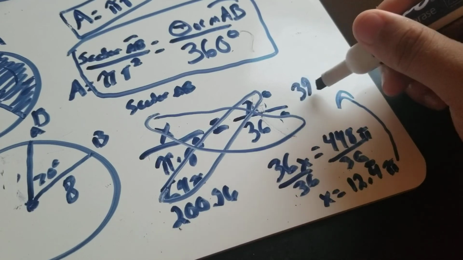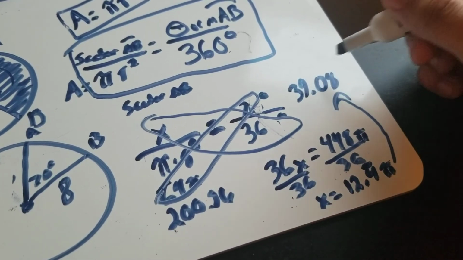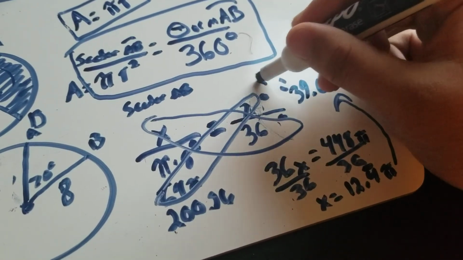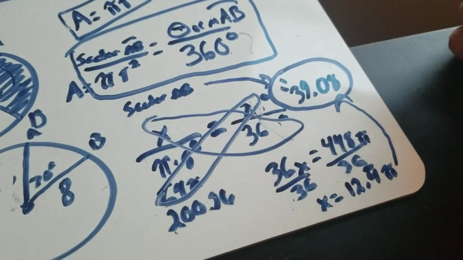So 39.08. It rounds up, happens. So your sector AB happens to be 39.08.